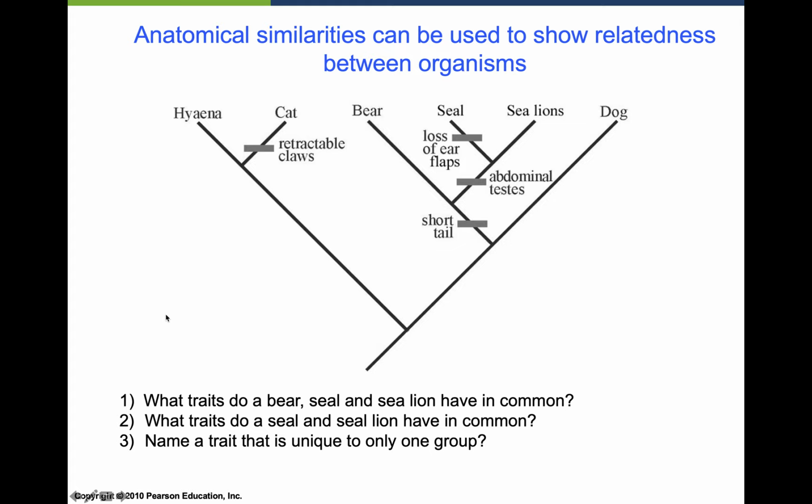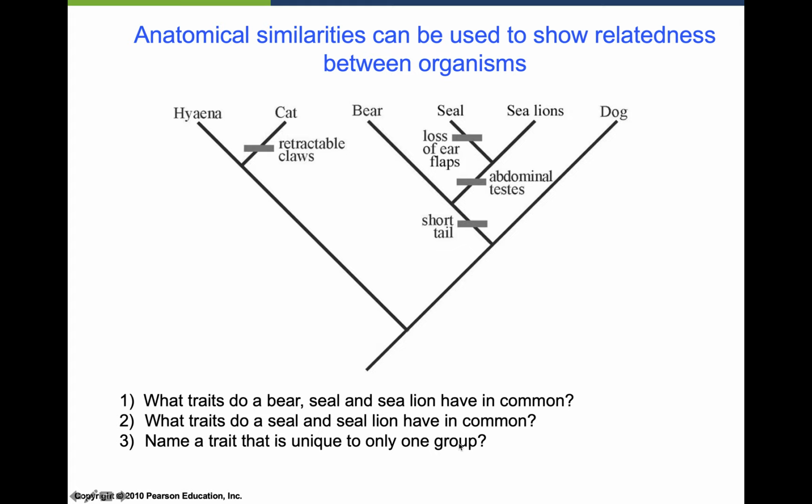Okay, were you able to get 2? What traits do a seal and a sea lion have in common? Do you see it? The hint is you go up, you look at seal and sea lion, you look at where they come together, what does the common ancestor show? Abdominal testes.